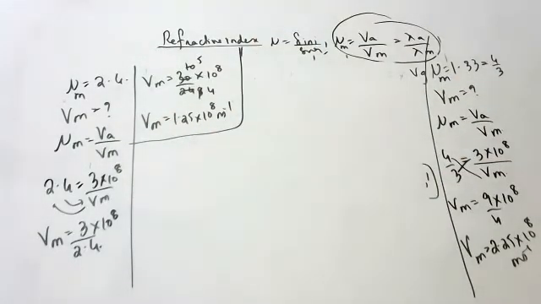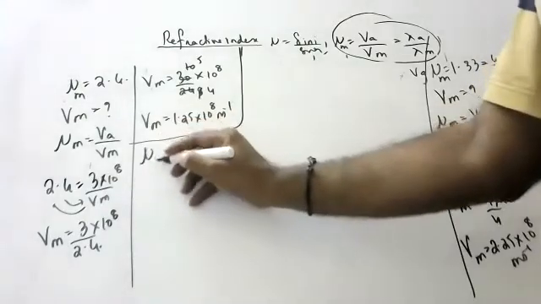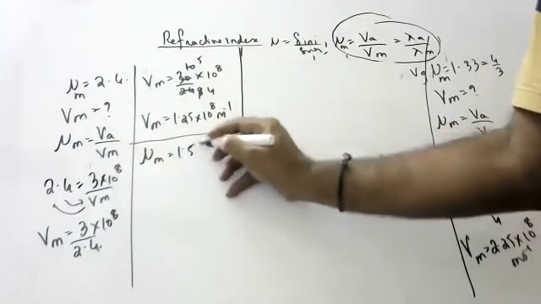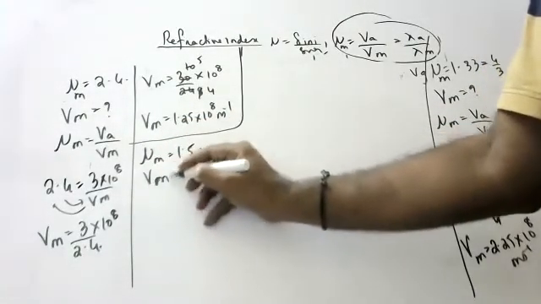I know you people didn't understand. One more I will say. Refractive index of some medium, let us take it as 1.5. Find the velocity of light in that medium.